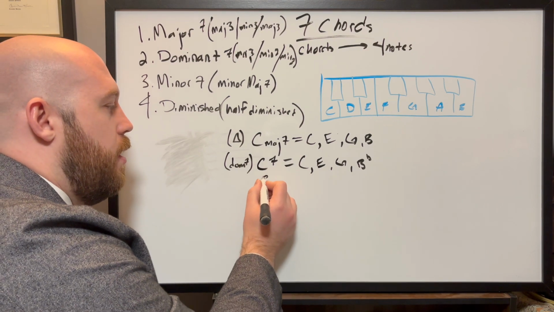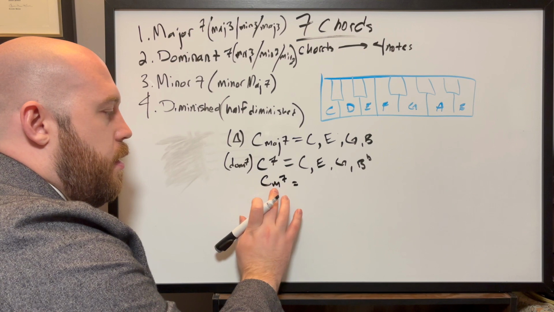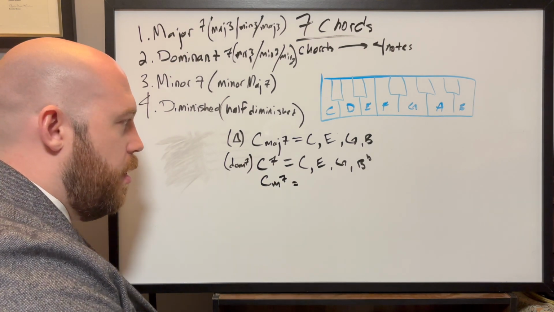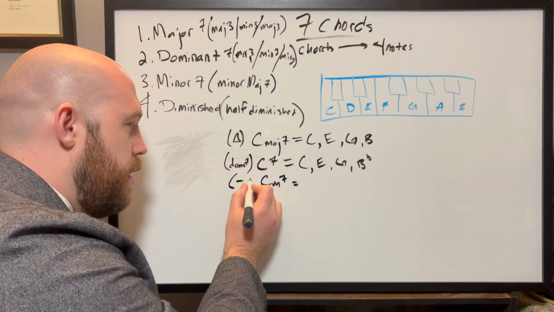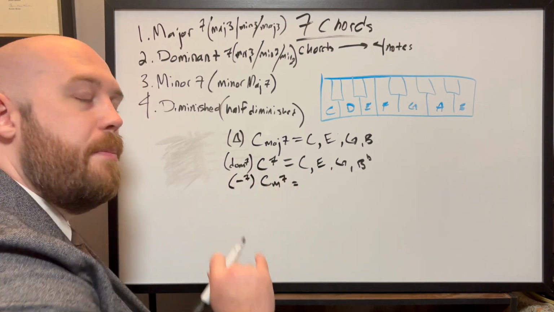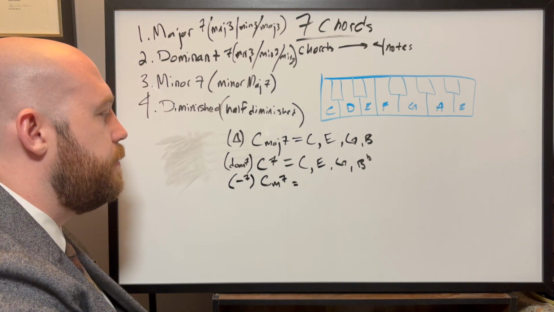C minor 7, with a little m. Just like when you look at a triad, C minor would be C little m. Sometimes you'll see it with just a minus sign. That's another way to write C minor.